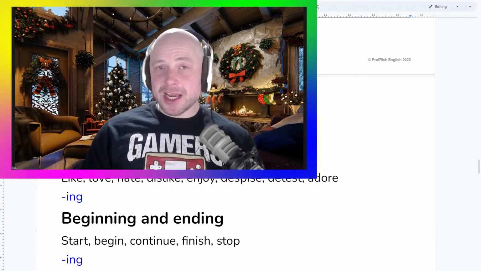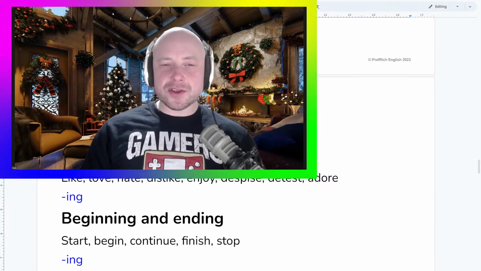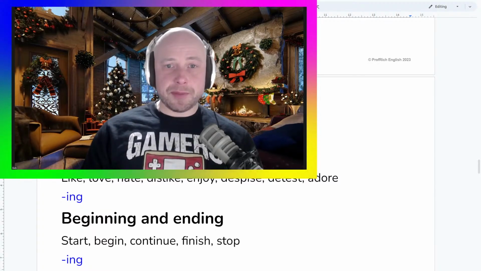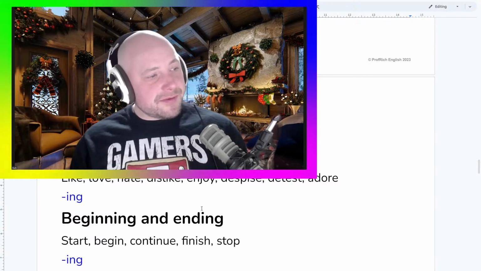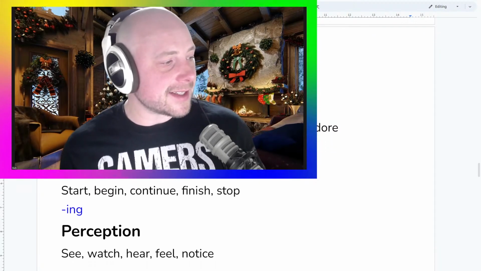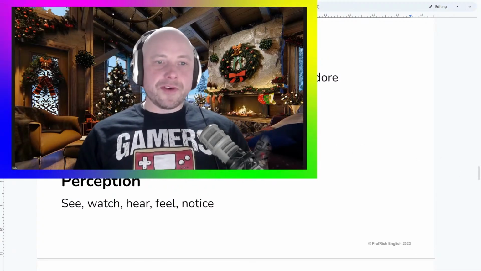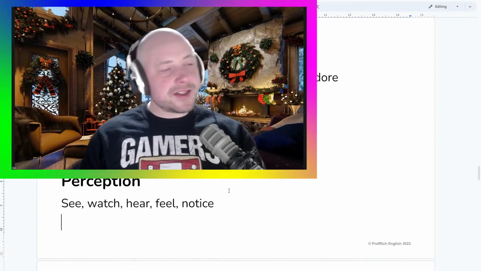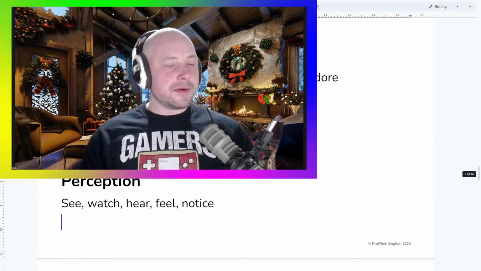So there is a special type of verb when you can use ing or to infinitive. And I want to talk about them because often the meaning changes depending on which type you use. So we're going to talk about that. But first, let's move on. We're going to move on to verbs of perception. These are verbs like see, watch, hear, feel, and notice. So what verb form do you think we use with these verbs of perception? Is it the ing? Is it the infinitive? Is it the to infinitive? What do you think?